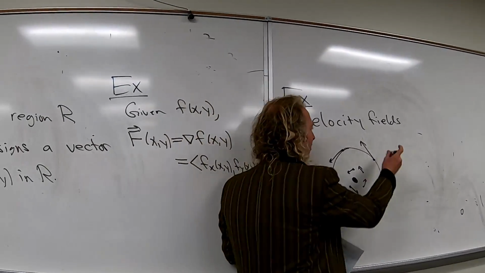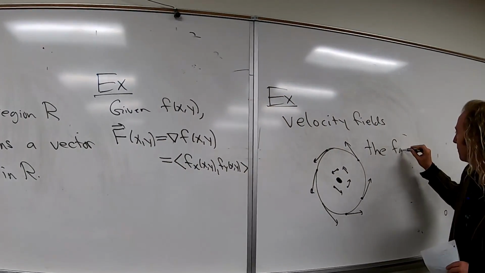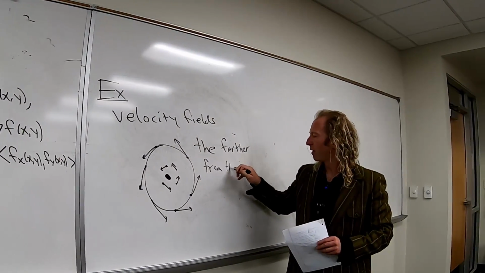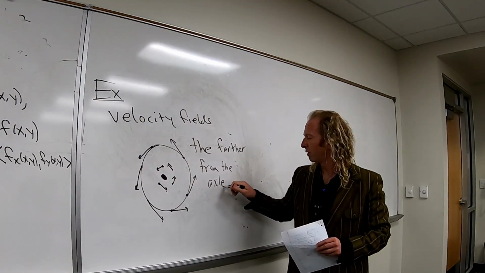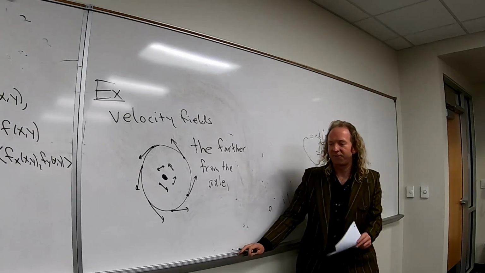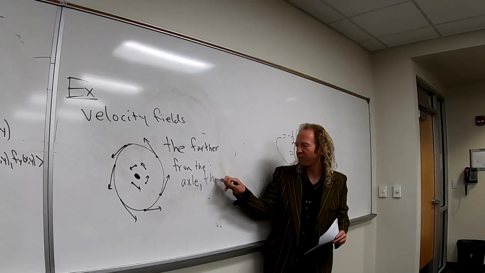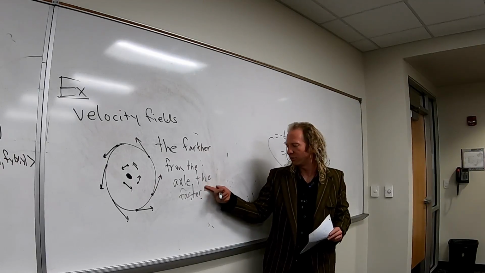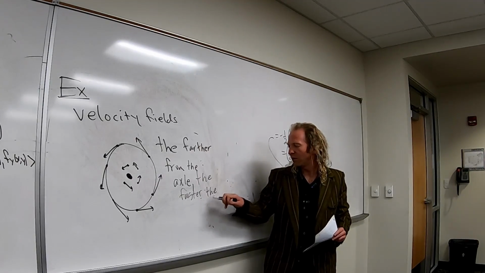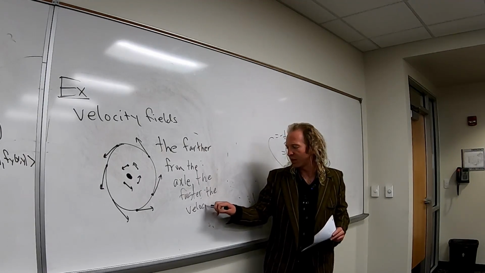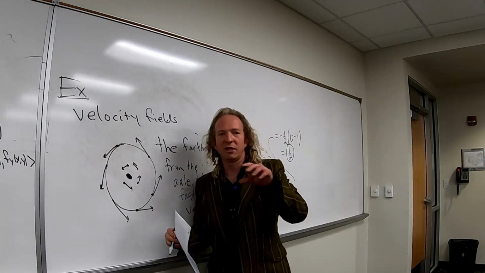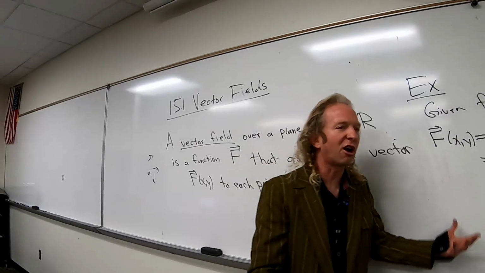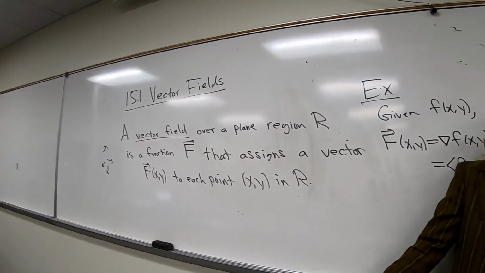Because the farther from the axle, the faster you have to be going. The faster it goes, right? The axle is the center. I'm thinking of, what'd you call it? Axis of rotation. Yeah, I was thinking of a car axle. That's what it says in the book. But yeah, axis of rotation.